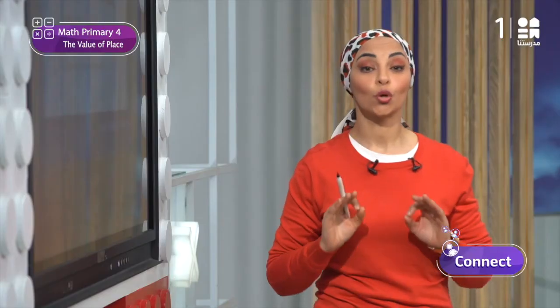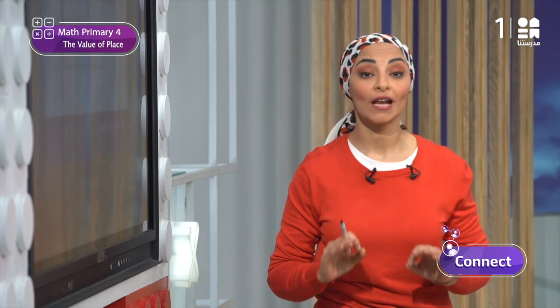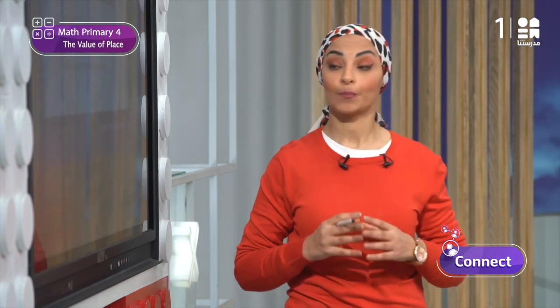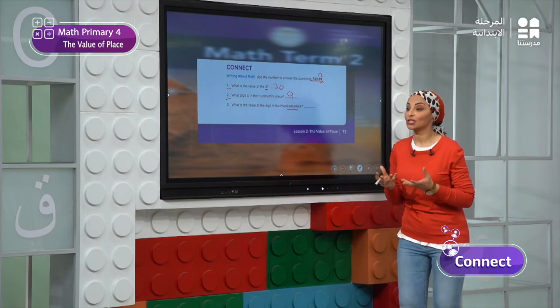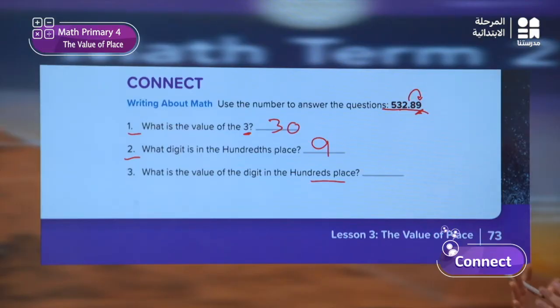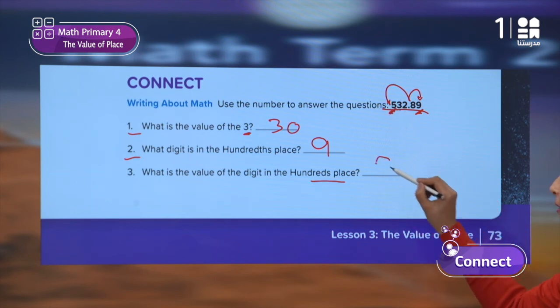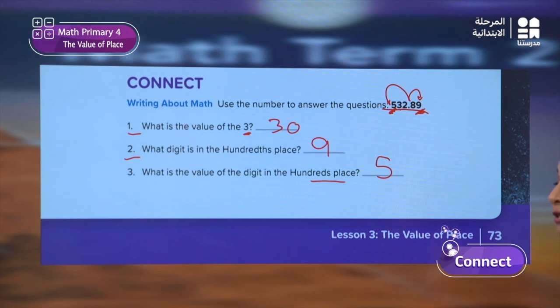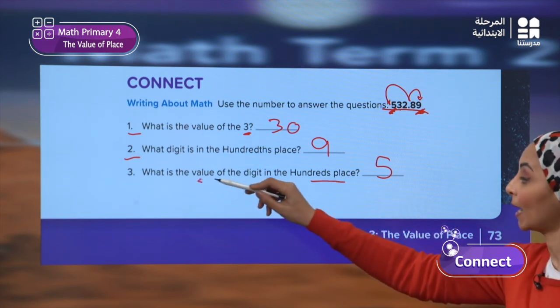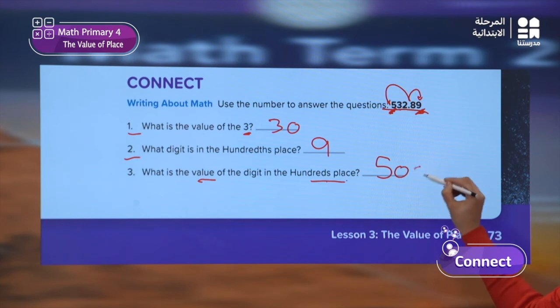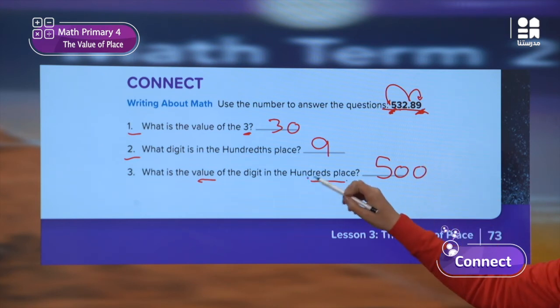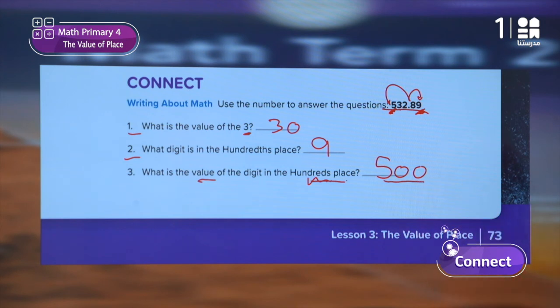I'm sure you were all able to identify the value of the digit in the 100th place. Where is the digit in the 100th place? It is the third place of the whole number, to the left of the decimal point. The third place to the left of the decimal point, which is 5. So the 5 is in the 100th place. So the value of 5 is what? 500. The place value of 5 is the 100, so its value is 500.